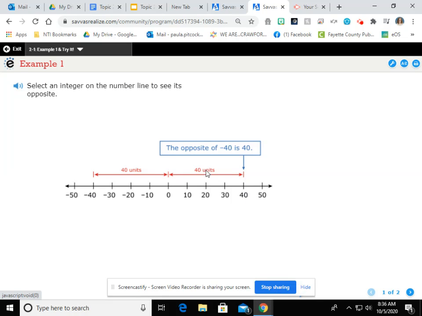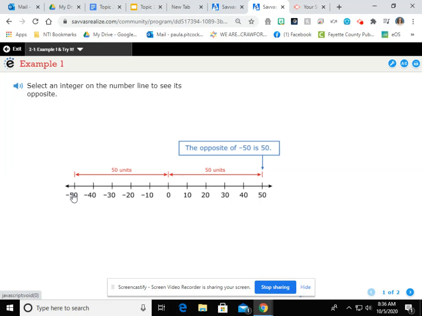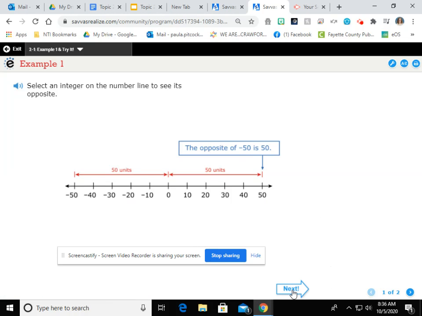Positive 40, because they're both 40 from 0. If we have positive 10, what do you think the opposite is? Negative 10, because they're both 10 away from 0. Okay, so 50 and negative 50 are opposites because they're both 50 away from 0. 50 below, 50 above. So one's positive, one's negative. All right.